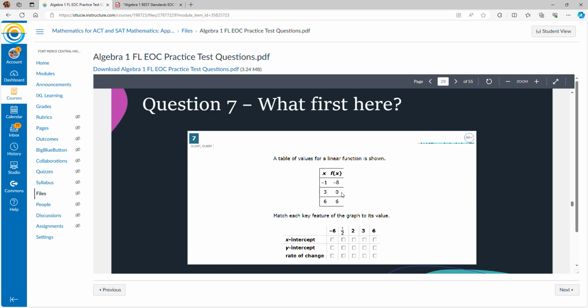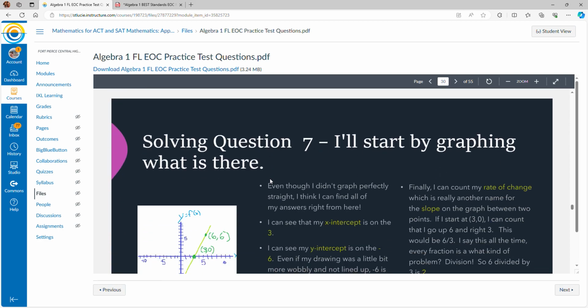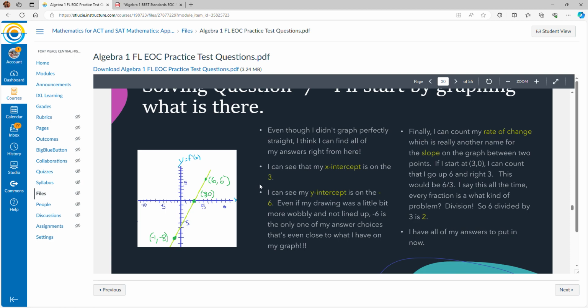And I can see right away that when y is 0, x is 3. So I know that my x-intercept is given at 3. I got that one just eyeballing it. And now to find the rest, I would draw a graph for this. So that's what I did when I was solving.